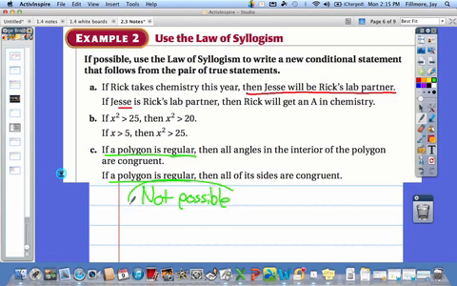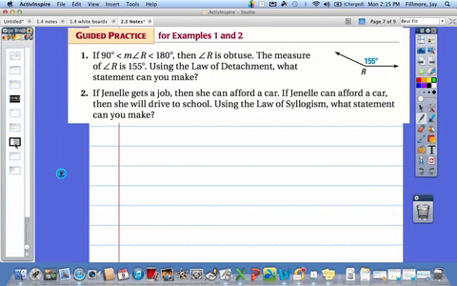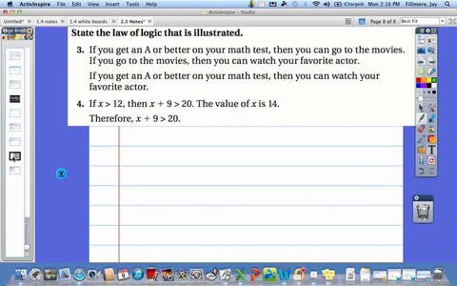Our answer, we would simply write not possible if it were a fill-in-the-blank assessment. For my multiple choice assessment, then you would choose the option that says not possible. All right, we're not going to go through that one, but let's look if we can state what law of logic is being used for these couple of examples.